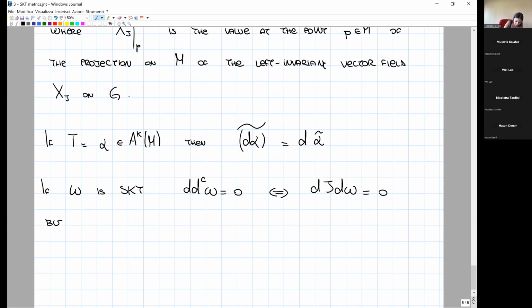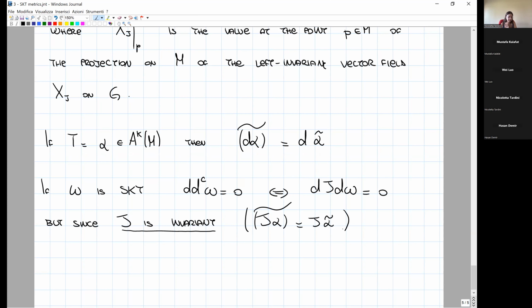But since J is invariant, and this is crucial, you have to assume that the complex structure is invariant, it means that if you take J of an arbitrary form, let's say again with the same notation alpha, and you apply the symmetrization process, tilde, this is commuting with J. So it's like taking J of alpha tilde. You symmetrize alpha, and then you apply J. And this is because J is invariant.